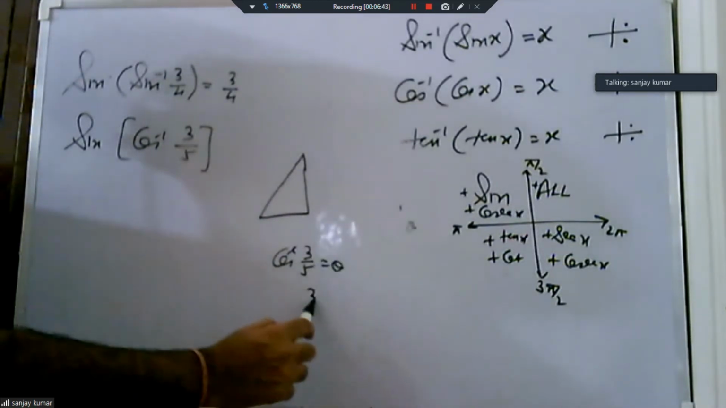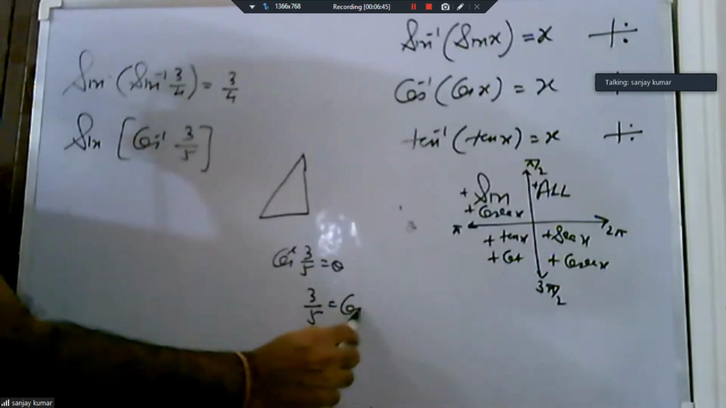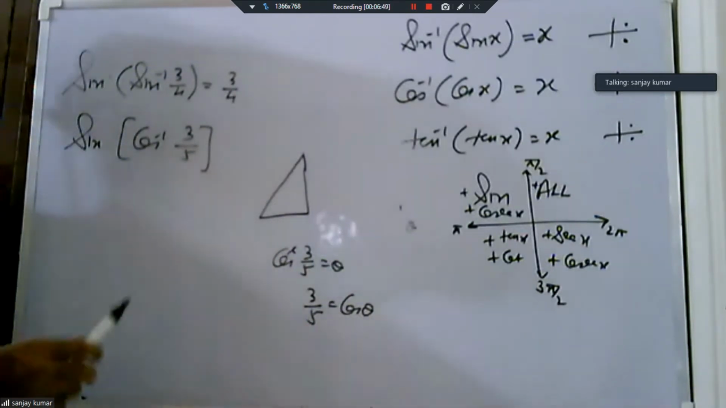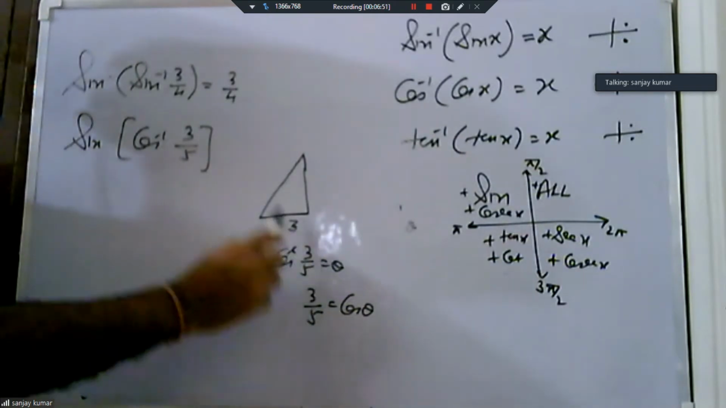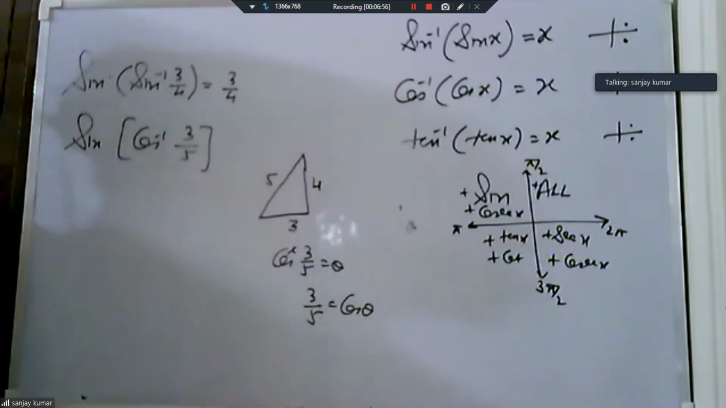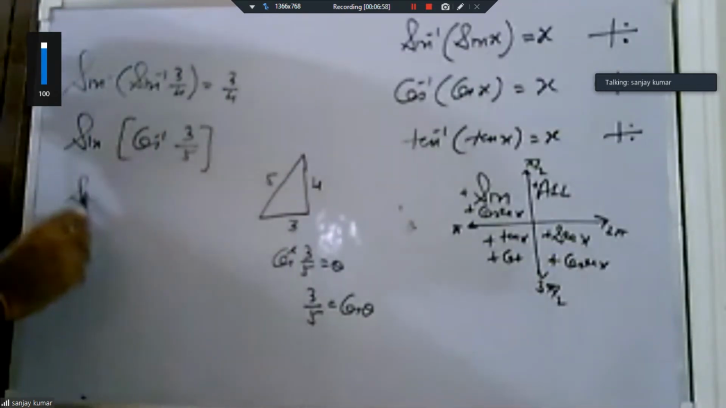Now what is 3 by 5? 3 by 5 is cos theta. We have 3 by 5 is cos theta. So now what is cos? Cos is base upon hypotenuse. This is 3, this is 5. By the help of a right angle triangle, we can find this answer is 4. Okay, now what is sine?